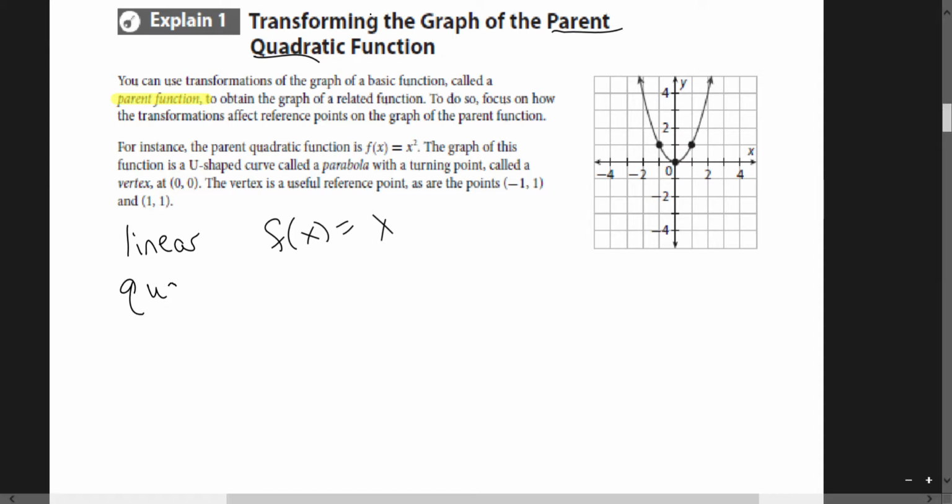We also have quadratic. The parent quadratic function is f of x equals x squared. That's what's pictured over here. F of x equals x squared.